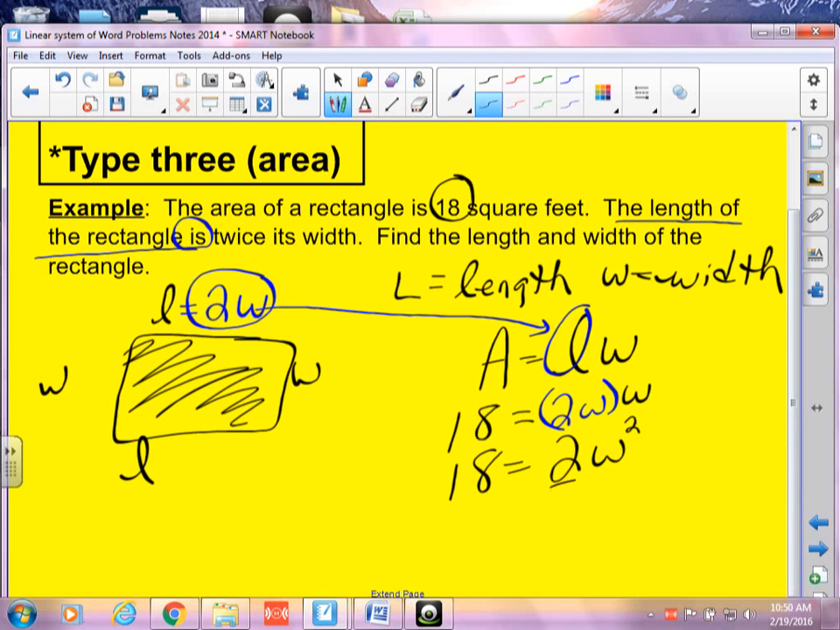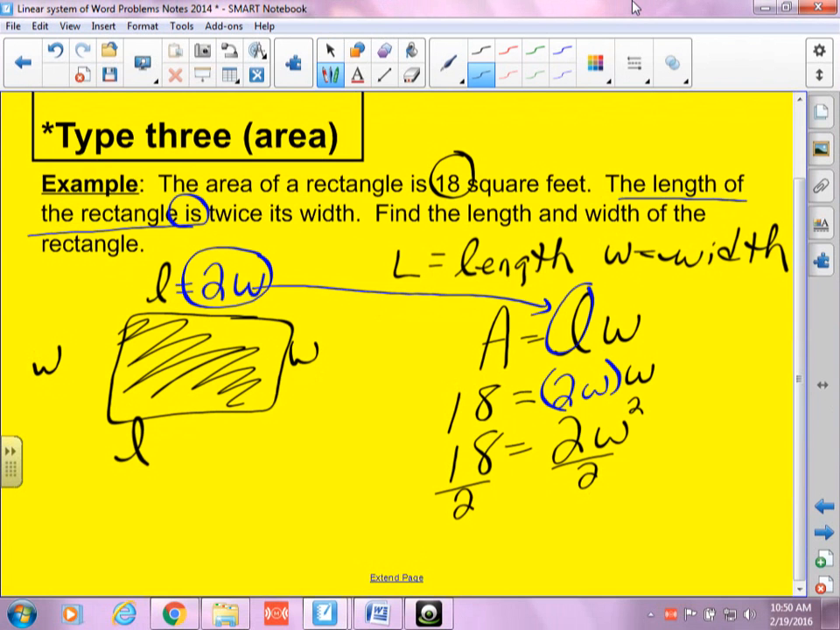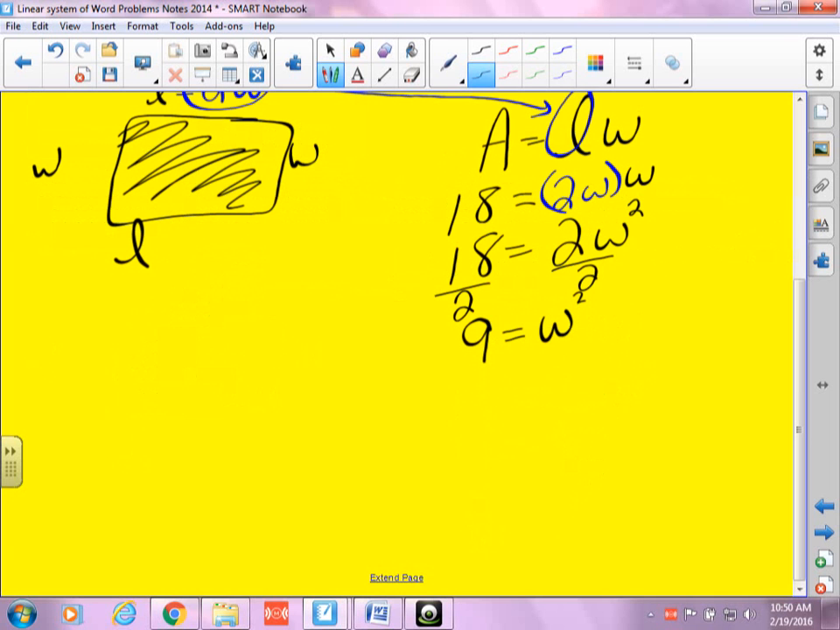This is not that big a deal. I'm going to divide by 2. Alright, so 9 equals W squared. Now, I don't like the W squared. What did you do last year and the year before to get rid of the squared? Do you remember? You're going to square root it. Oh, it's not that bad. Goodness gracious. It's like I'm putting bamboo underneath your fingernails.